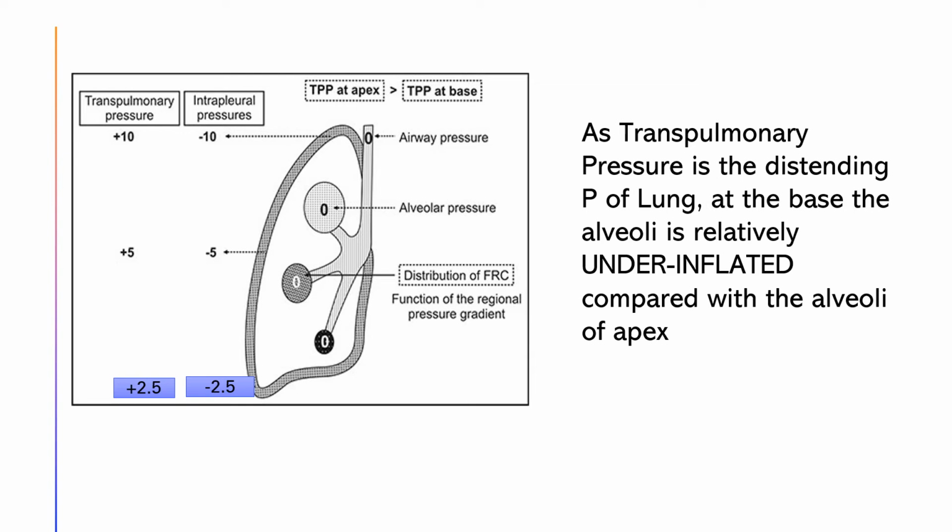We all know that transpulmonary pressure is a distending pressure. As it is greater at the apex, we can expect that the apical alveoli will be overinflated and the alveoli at the base will be relatively underinflated. Obviously, the distending pressure is plus 10 centimeter of water at the apex. So the apical alveoli are more distended before we start inspiration, and the basal alveoli will be less distended.